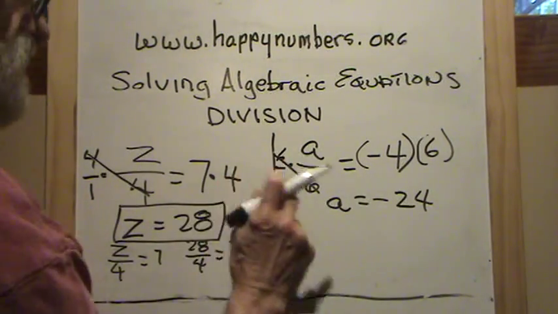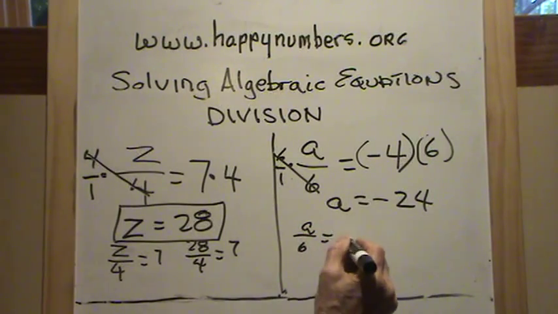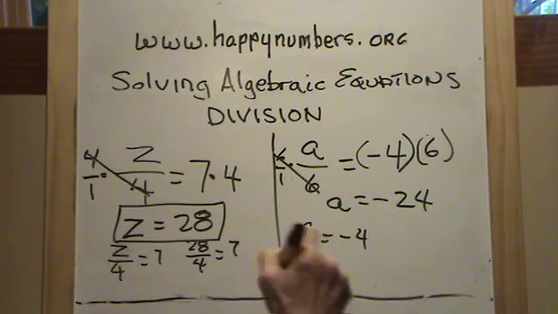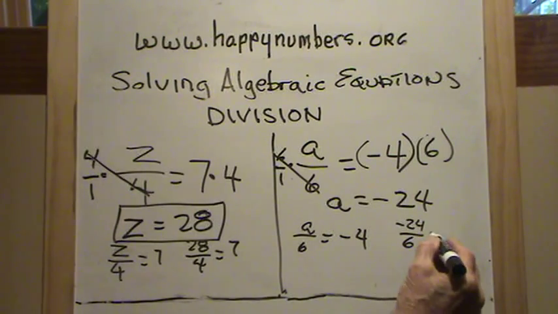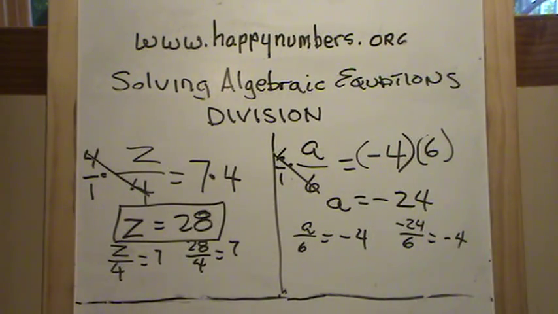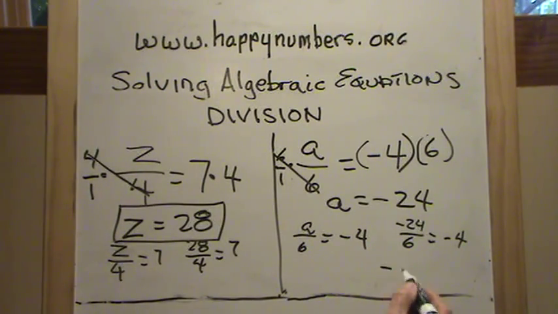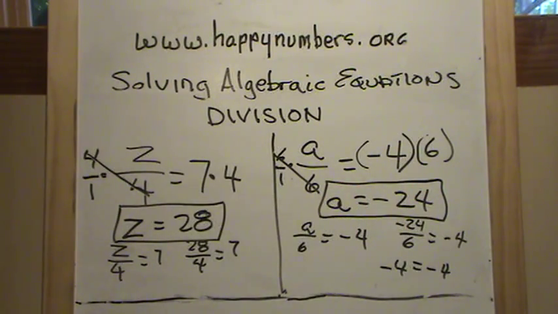Let's go back to the original equation. a divided by 6 equals -4. Let's substitute -24 for a. -24 divided by 6 equals -4. I'm dividing a positive into a negative, so I know I'm going to have a negative as a response. 6 goes into 24 4 times. -4 equals -4. So therefore, my answer is correct.